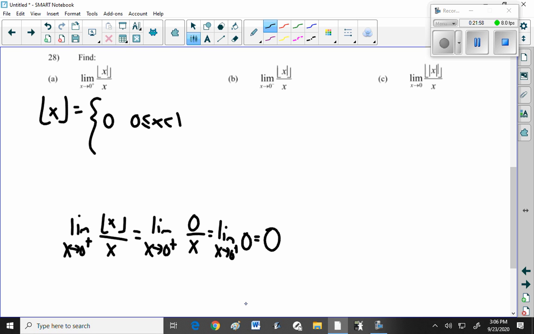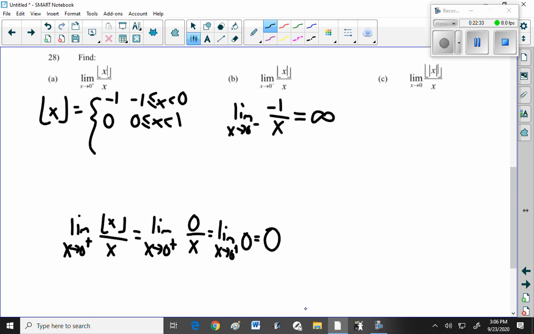If I approach from the left, okay, so now I have to look at what's happening on the left. If I approach from the left, this is going to be equal to the limit as x approaches 0 from the left of negative 1 over x. The numerator is a non-zero number. The denominator is getting closer and closer to 0. So this is either going to blow up or blow down. The numerator is negative. The denominator is negative because I'm approaching from the left. Negative divided by negative is infinity.